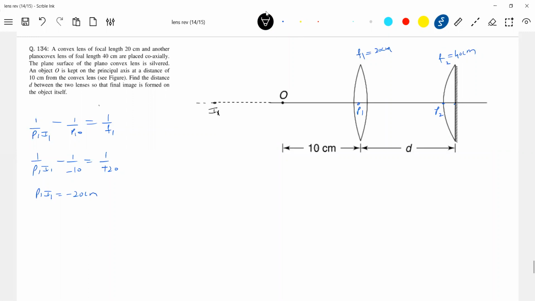This will become the object for the plano convex lens, and it's a silvered one. So first of all, what do the rays do? They'll diverge. The diverging rays will go and fall on the plano convex lens. They'll undergo refraction at the curved surface, then reflection at the plane surface, and finally the image should be at this particular point.